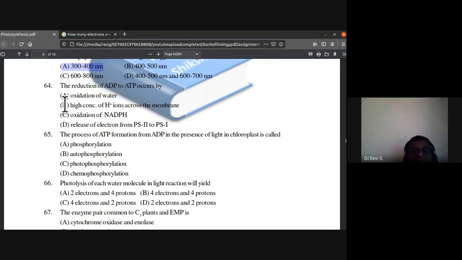In the chemiosmotic hypothesis I have explained this. Okay, two protons move from the inside of the thylakoid to the stroma, they move. Okay, so that is two protons. So high concentration of protons across the membrane or hydrogen ions across the membrane. So 64th, B is the answer.